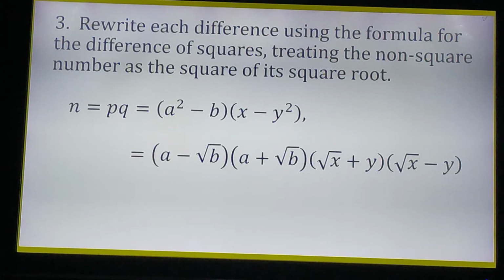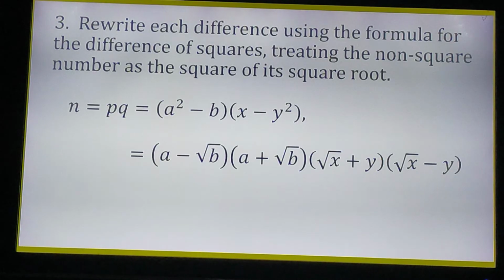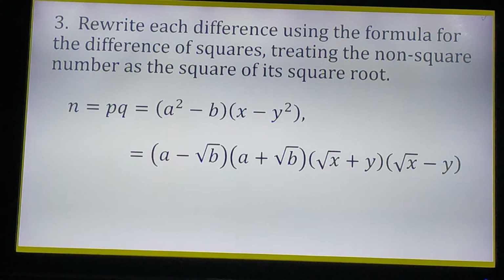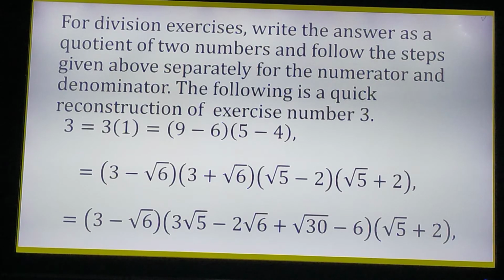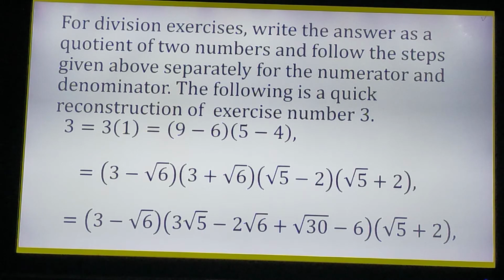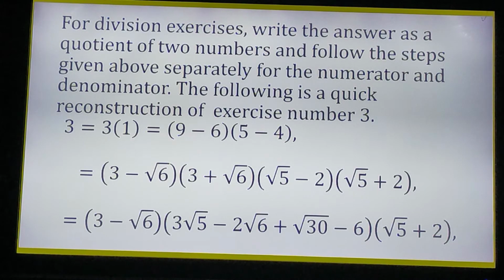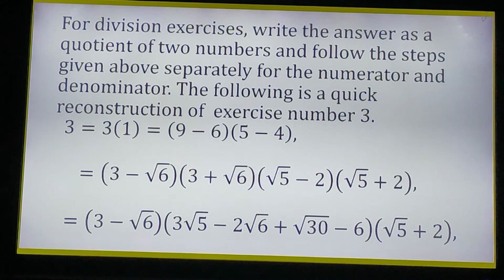Step number 3, we write its difference using the formula for the difference of squares, treating the non-square number as the square of its square root. So we have that step. For division exercises, write the answer as a quotient of two numbers and follow the steps given above separately for the numerator and denominator. The following is a quick reconstruction of exercise number 3.